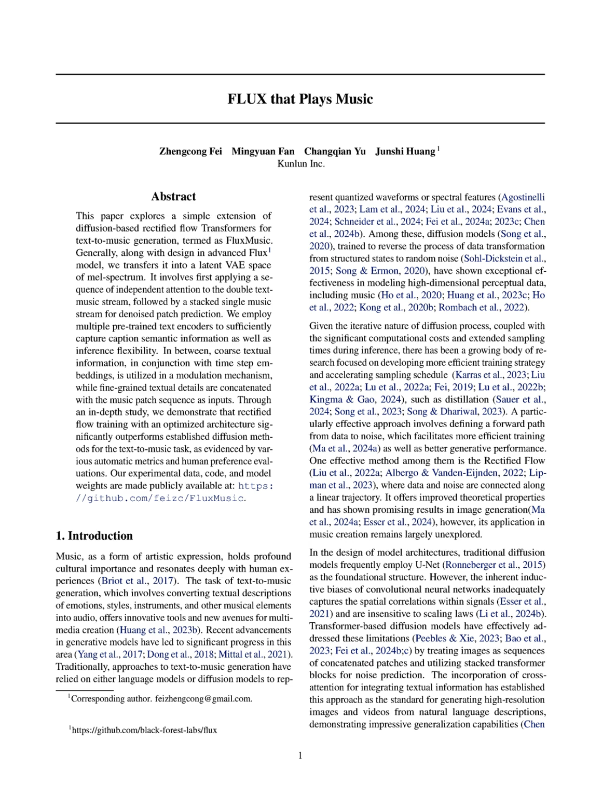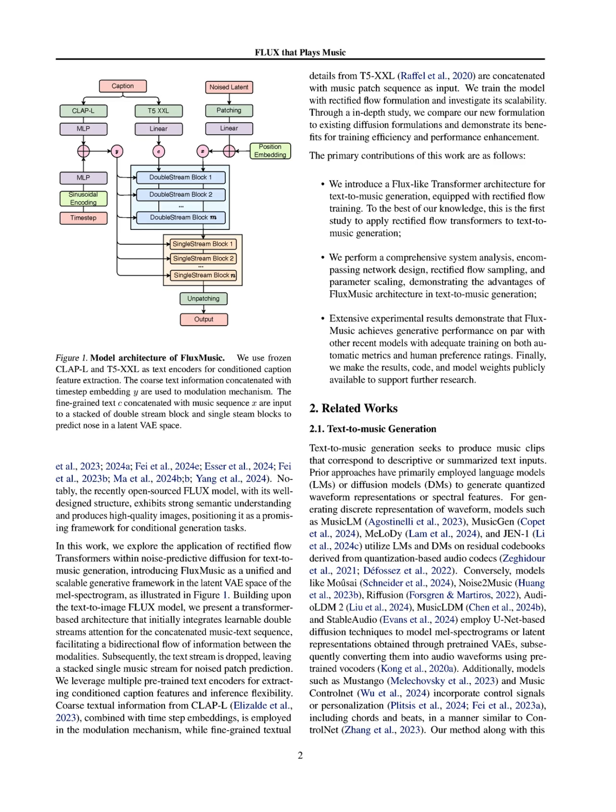The FluxMusic method aims to address the inefficiencies and limitations of existing text-to-music generation approaches, particularly those relying on traditional U-Net architectures and language models. By introducing a transformer-based architecture that utilizes rectified flow training, FluxMusic enhances the generative performance and training efficiency compared to prior models like MusicLM and AudioLDM2, which primarily use spectral latent spaces or discrete representations.